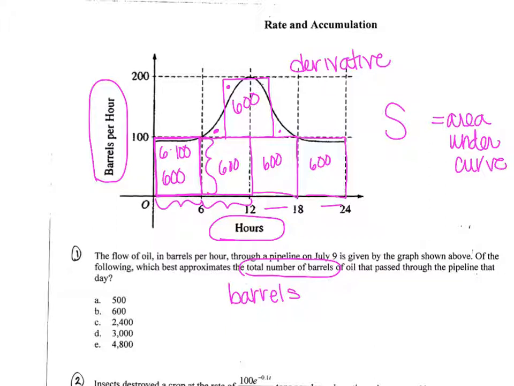And look, it's 6 hours times 100 barrels per hour. Doesn't that get us back to barrels? And that would have been 3,000. 6 times 5 is 30. So since we have 600 times 5, that would be 3,000.